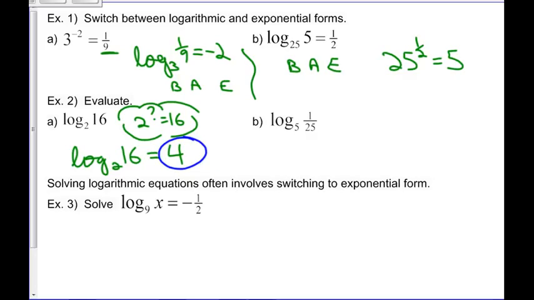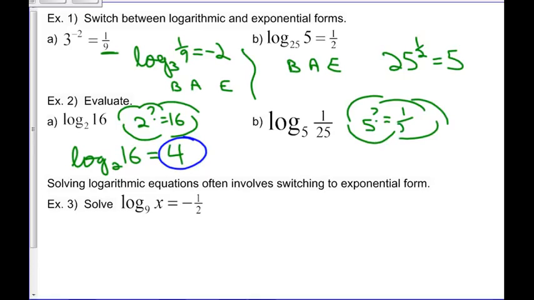Let's try another one. Log base 5 of 1 over 25. In daydreamy mode, that's 5 to the power of what gives me 1 over 25. Now, how do you turn a 5 into a 1 over 25? Well, you need to flip it, which means a negative exponent. And then you need to square it to turn a 5 into a 25. So the missing exponent here would be a negative 2. Okay? So that would be the answer, is negative 2.